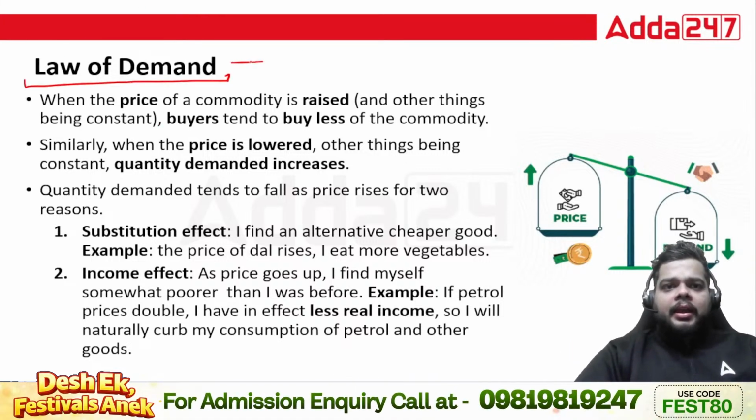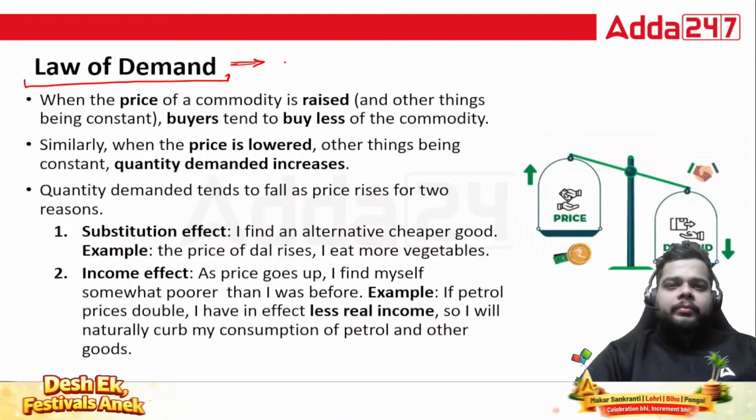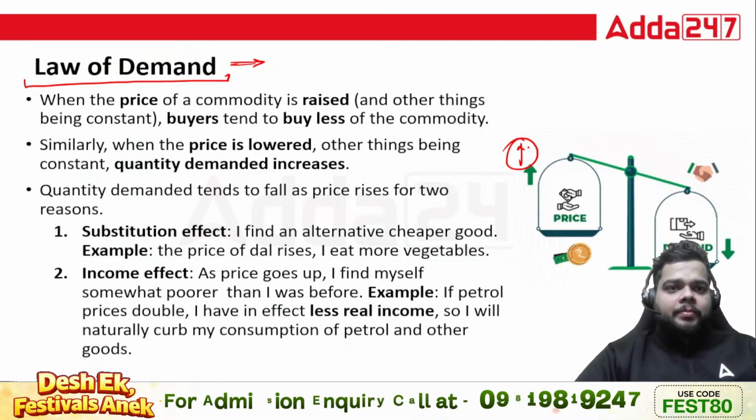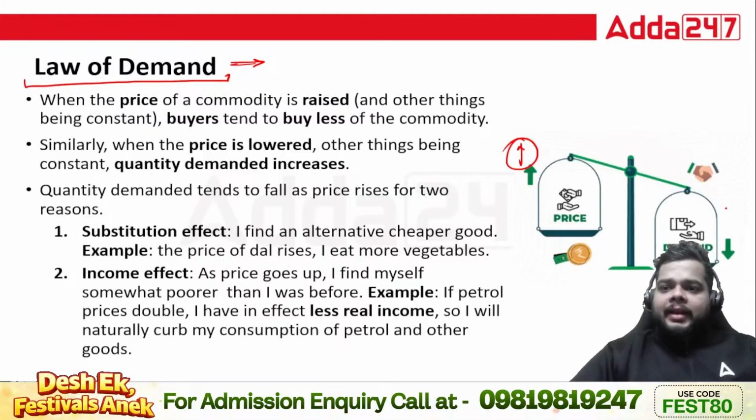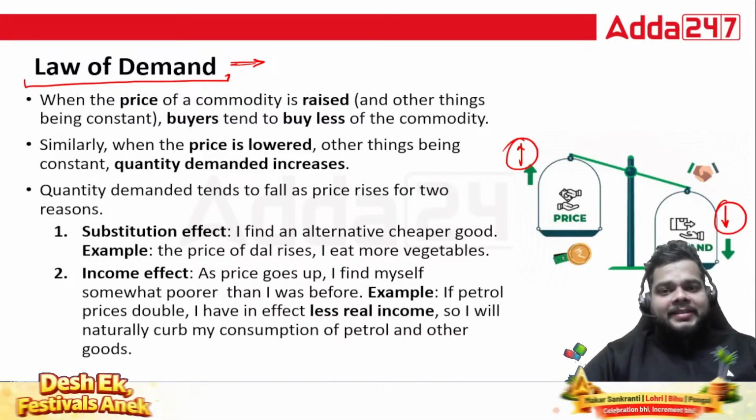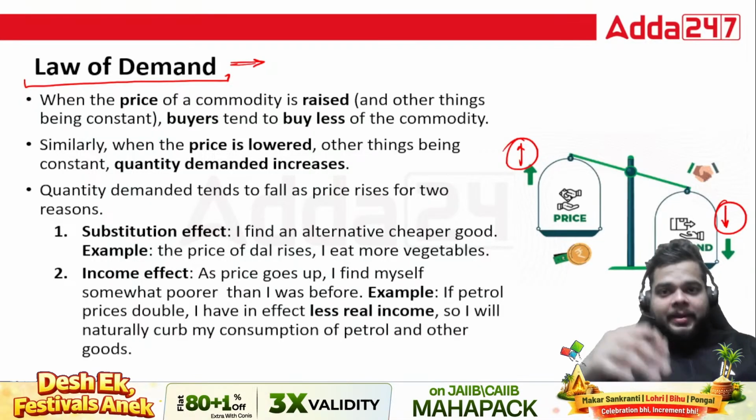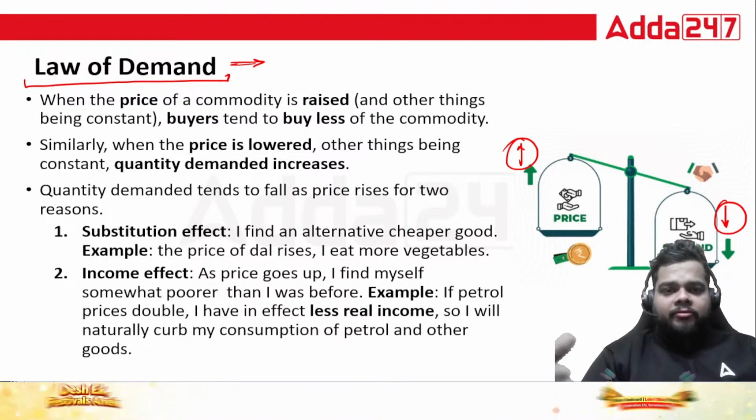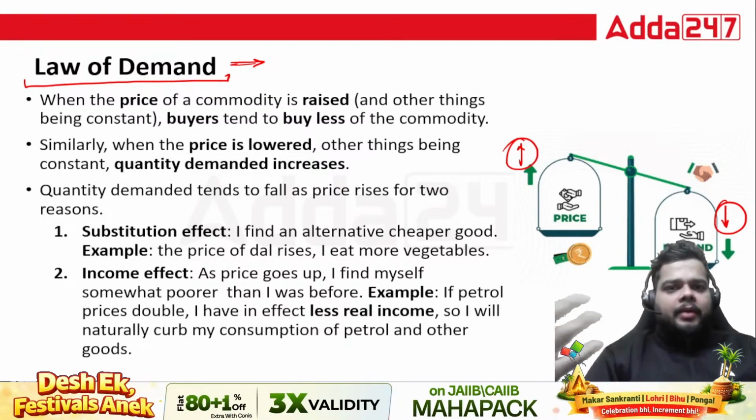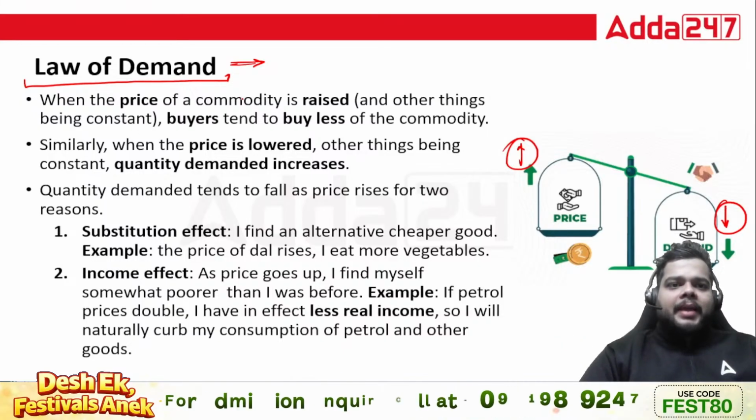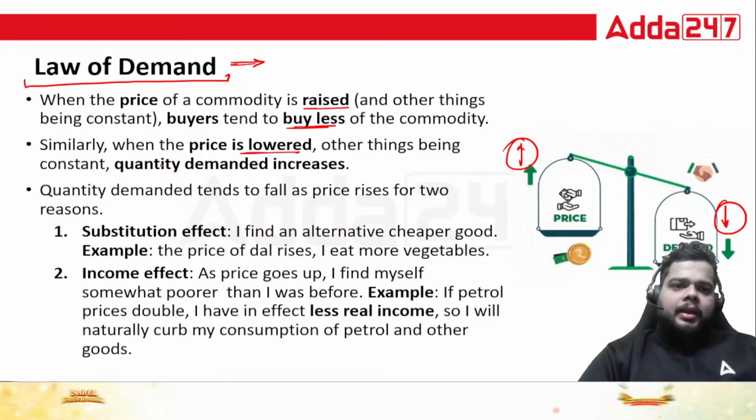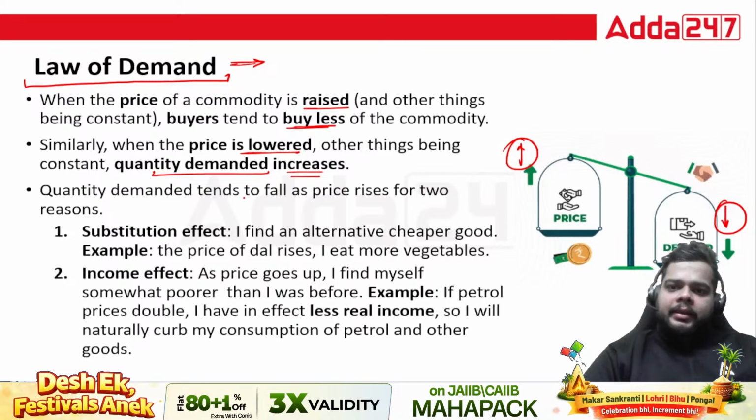Simply stated, it is a law which states that as soon as the prices go up, as soon as the commodities become more pricey, you will find that the demand will fall. That is the simple explanation of the law of demand. When the prices rise, the demand will fall. On the flip side, whenever the prices fall, people tend to hoard more units of that particular commodity, and the demand will ultimately increase in the market. So when the price of a commodity is raised, buyers tend to buy less. And when the price is lowered, other things constant, quantity demanded will increase.